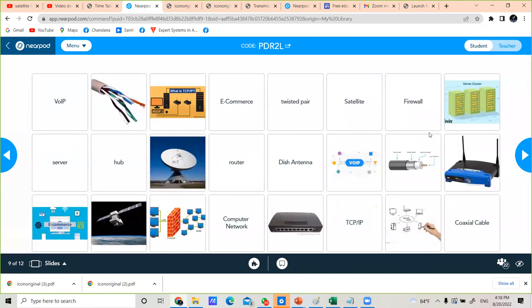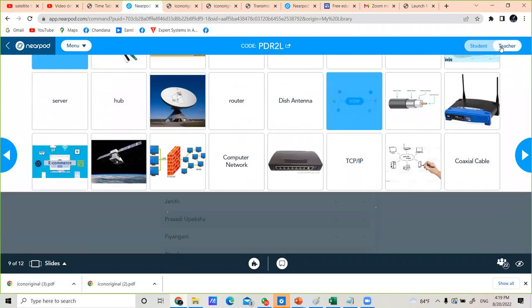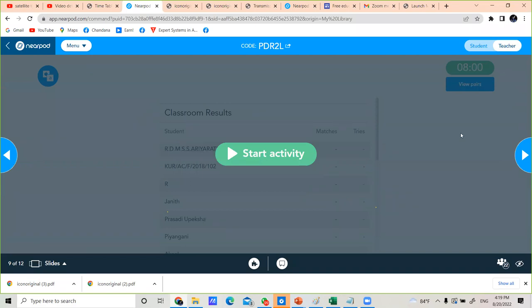Right, try to do this one. Yeah, a matching activity. You want to match with the correct one. For example, this VoIP, click on the VoIP, then select the required correct figure for VoIP here. Then you will get the correct mark. Try to do this. Let's start it now. You have only 8 minutes to complete that. When I start from here, you can start it, right?